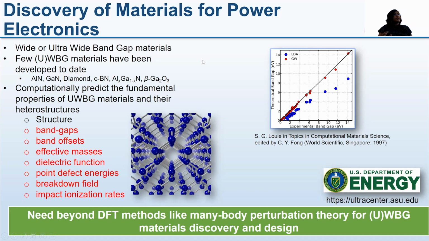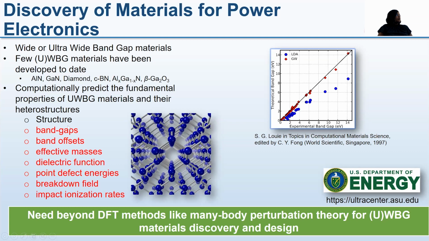For power electronics, we are mostly looking at wide bandgap or ultra-wide bandgap materials. These materials have band gaps larger than 3.5 eV up to 10 eV. So these are very large gaps. There are very few wide bandgap or ultra-wide bandgap materials that have been developed to date. These are some nitrides, diamond, and gallium oxide. We could expand this phase space and bring in more materials into consideration using computations.